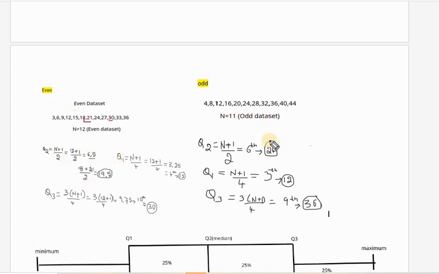The odd set is very simple, you will directly get the whole number. So directly at the 6th position, what is there? 24. This will become the Q2. The Q1 at the 3rd position will be 12, and Q3 will be 36. This is how we calculate Q1, Q2, Q3 for odd and even data sets.